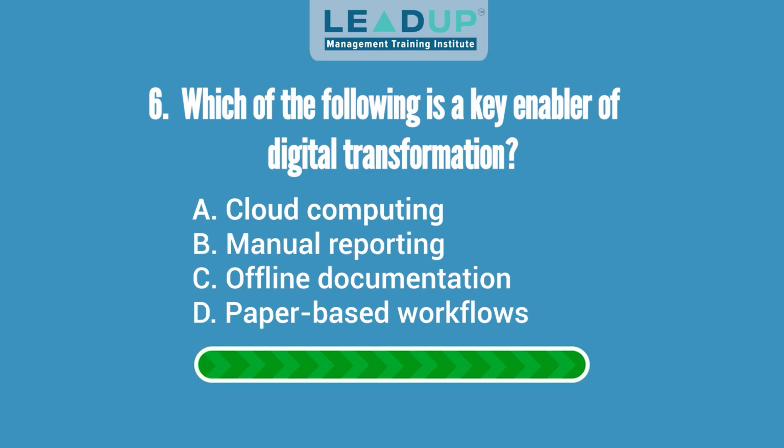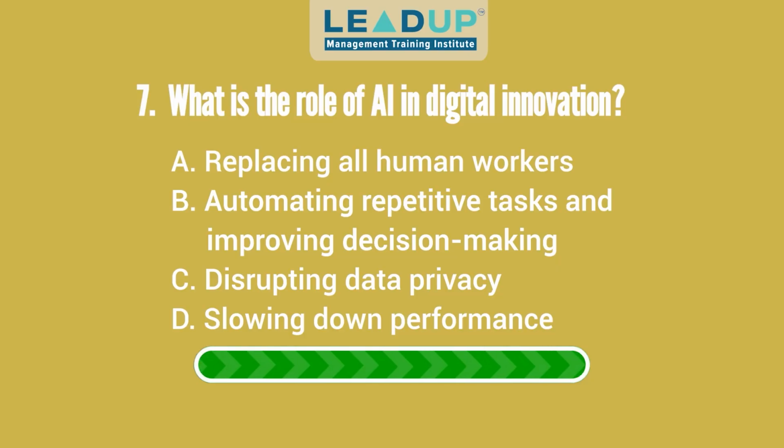Question 6. Which of the following is a key enabler of digital transformation? A. Cloud computing. B. Manual reporting. C. Offline documentation. And D. Paper-based workflows. Answer: cloud computing. Question 7.